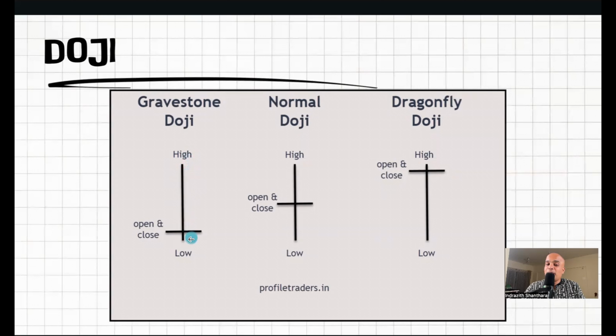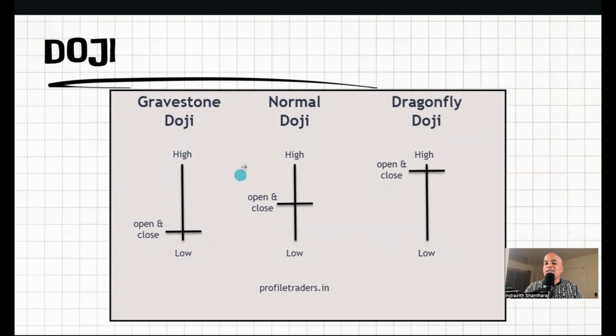So only this much belongs to the buying power, whereas this is the complete selling, right? So this is bearish in nature. Even though it is a doji, it is called a gravestone doji. It is bearish in nature.